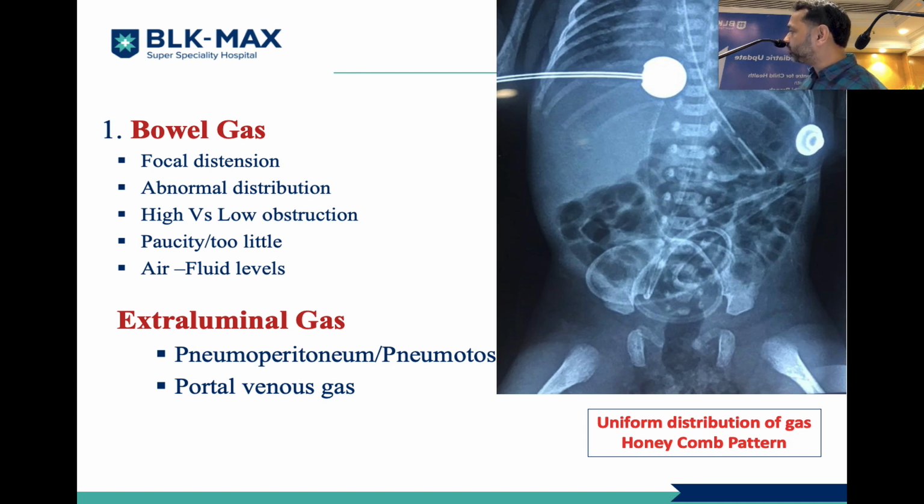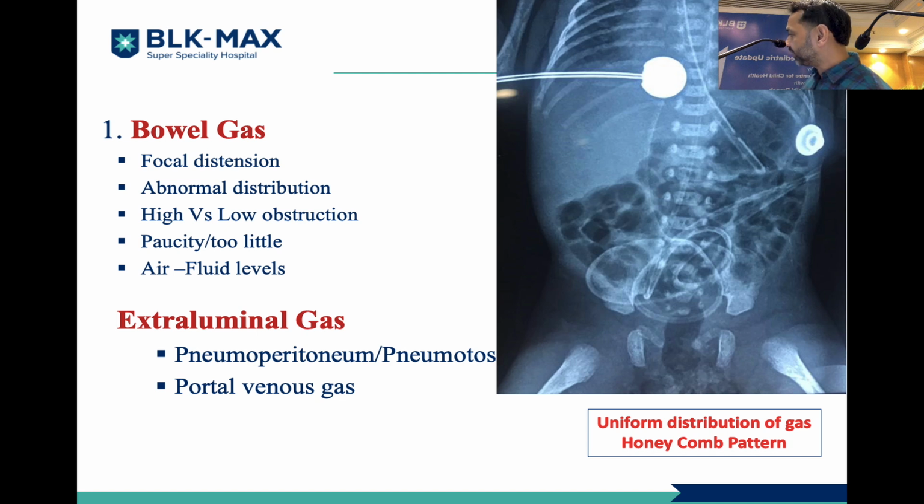Now, when you assess the bowel gas pattern, you should look for any focal distension, any abnormal distribution, any high versus low obstruction, because when there is a high obstruction, you will just see gas in the upper half of the abdomen, with paucity or too little gas, and air-fluid levels because of the obstruction. Now, if you see this X-ray, this is a neonatal X-ray, a very classical X-ray of a newborn with a uniform distribution of the gas pattern, which is described as a honeycomb pattern, with gas also seen in the rectum area.